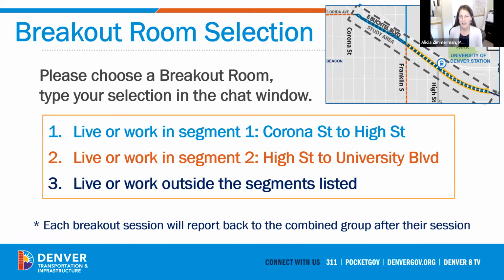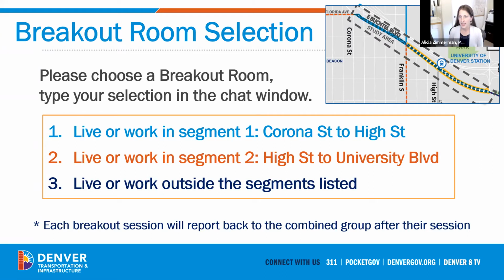This is the breakout room selection piece. One of my teammates will put these 1, 2, and 3 selection options for breakout rooms in the chat box. But right now, the goal is to get everybody to select either breakout room 1, breakout room 2, or breakout room 3, so that we can start to get you sorted before we get to the breakout session in about 35 or 40 minutes.